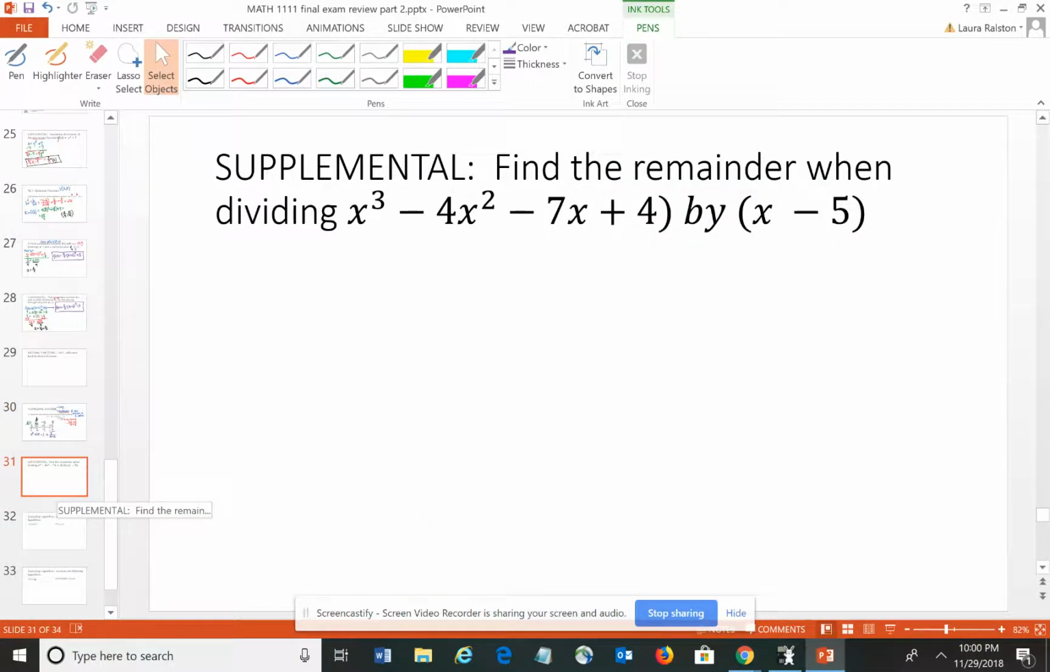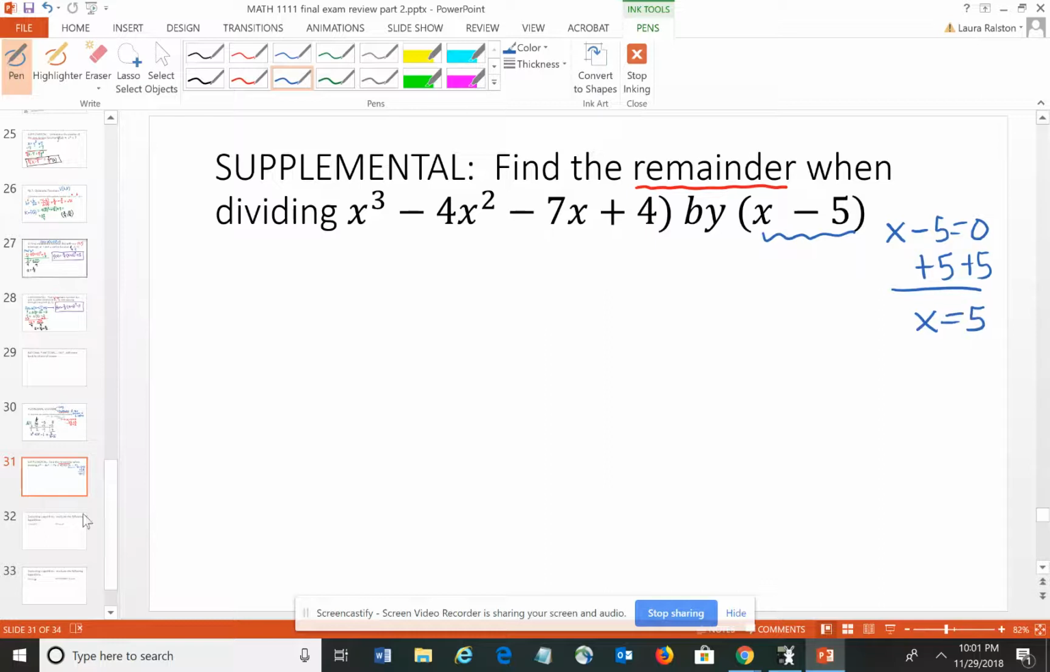The supplemental question is very similar, but all it wants you to do is find the remainder. So be careful when you're taking the exam. Make sure you read the question carefully. All you need to give here is the remainder. Again, I notice that my divisor is linear, so I can use synthetic division. I'm going to solve x minus 5 for 0. I'm going to add 5 to either side. So x is 5, which will become my divisor.